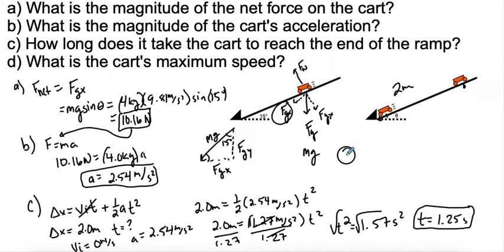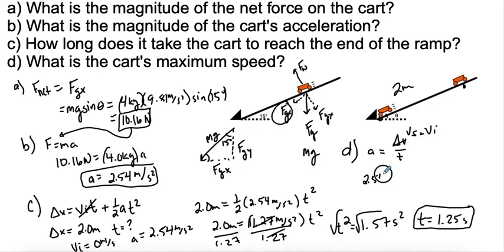Okay, so that's C. So D here, what is the cart's maximum speed? So we want to find that speed right before it hits the bottom of the ramp. All right, so we can use our basic acceleration equation for that. It's also considered a kinematic equation. Acceleration equals change of velocity over time. All right, and then we have enough information to plug this in because this, remember, is final minus initial. And we can just plug everything in.